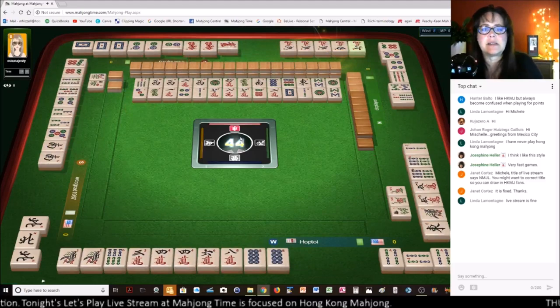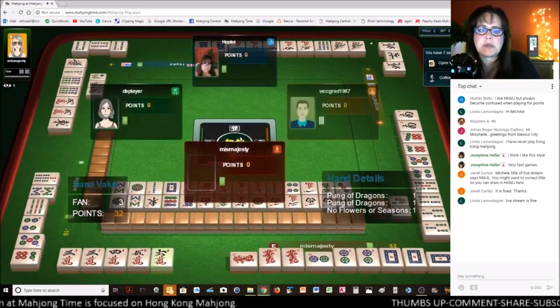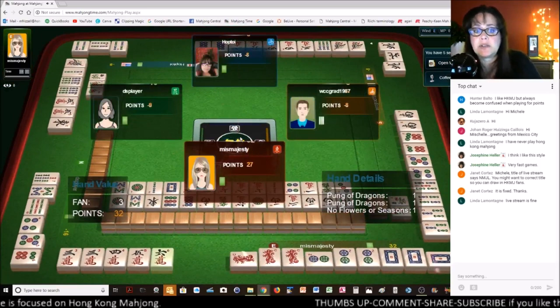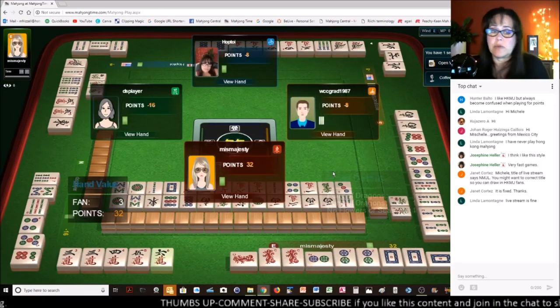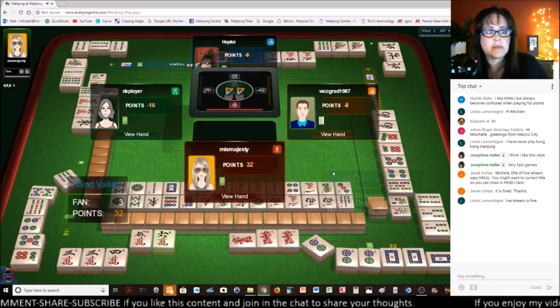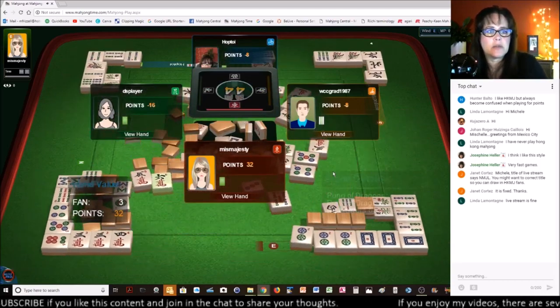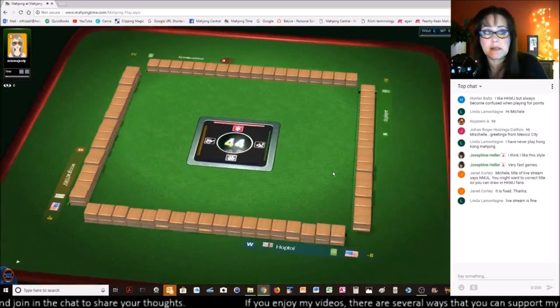Oh, there it is. Oh, they have chows in there, and mixed suits, so their dragon pungs is all they have, plus no flowers. Okay. All right, so we got a negative score now. Only the winner gets paid, and it looks like the north player threw the tile. So whoever throws the winning tile pays double.